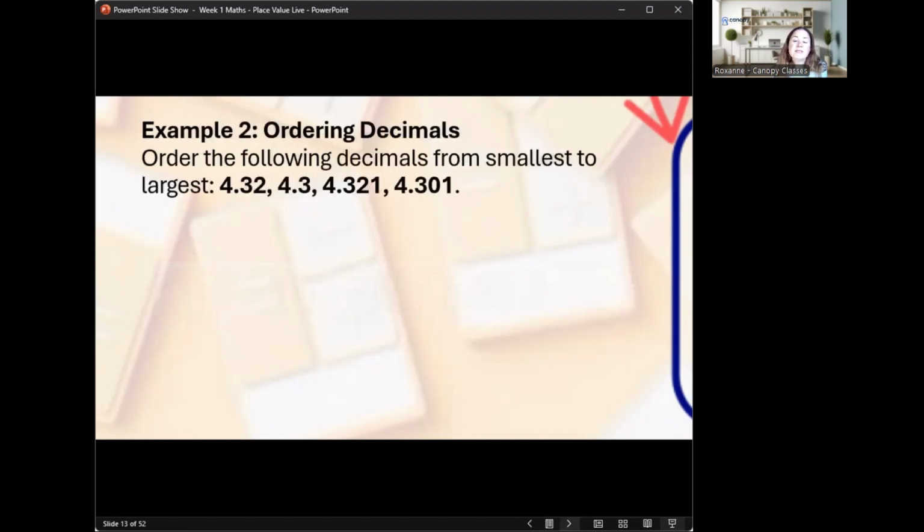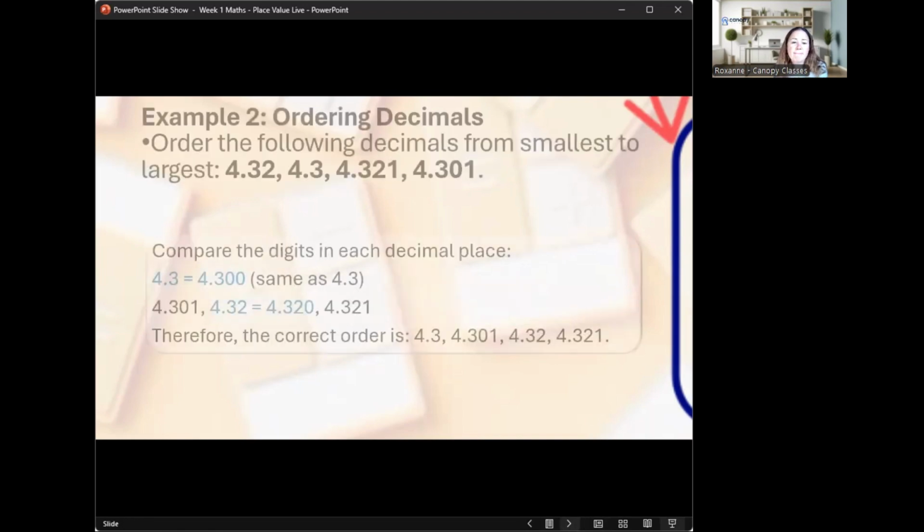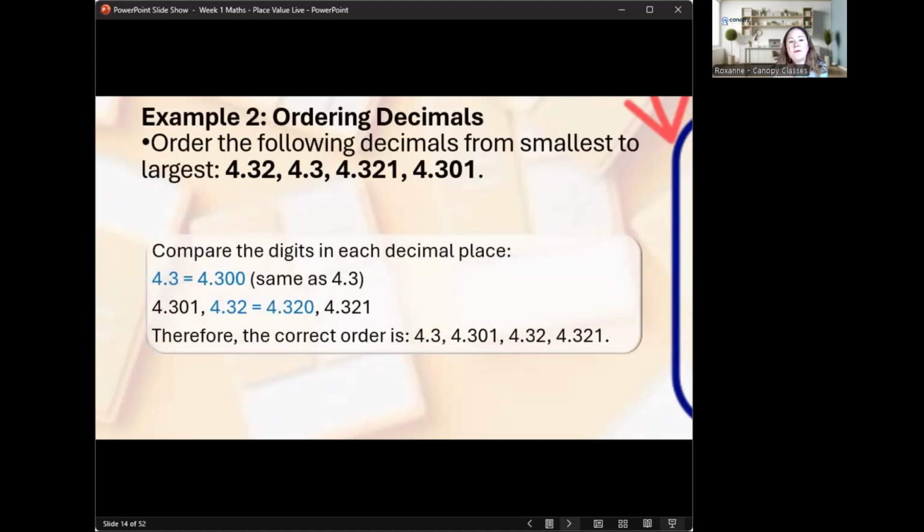When it comes to ordering decimals, some students prefer to put in some extra zeros so that they're looking at equivalent size numbers. I'm going to show you what I mean by that. For instance, 4.321: if you put in a couple of zeros after the 3, then you can make it an equivalent size, and then it's a bit easier to compare.